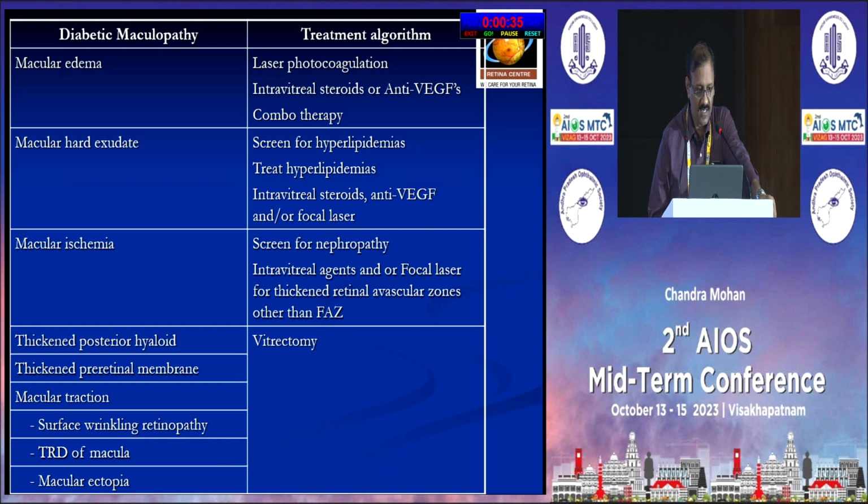So to summarize, if it is non-central macular edema, focal laser. If it is central macular edema, treat with intravitreal injections. If you see a lot of hard exudates, do a lipid profile and treat lipid profile abnormality if it is present. If there is macular ischemia, screen for nephropathy, and if nephropathy is there, take care of the nephropathy. For all other vitreoretinal or pre-retinal maculopathies, vitrectomy is the treatment of choice. Thank you.